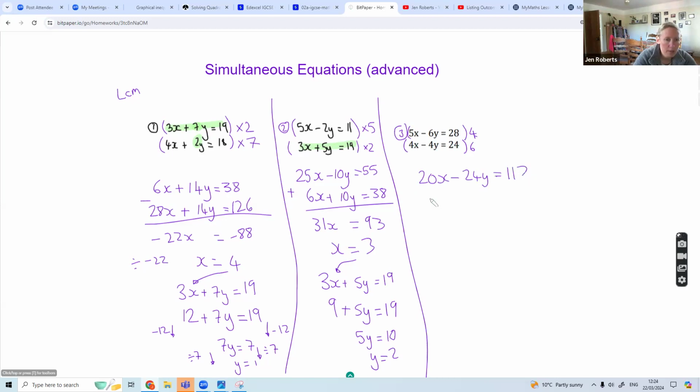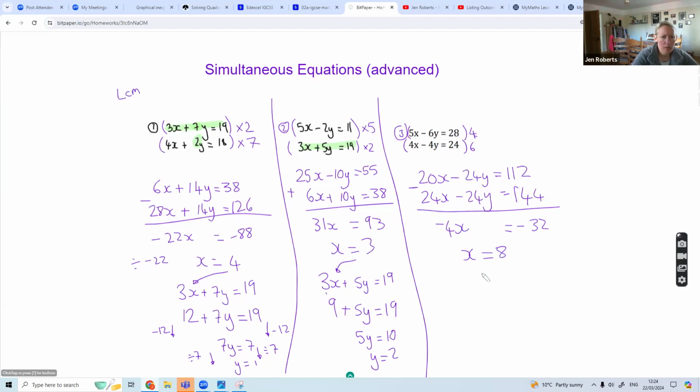On the bottom by 6: 24x minus 24y equals 144. Now, remember, this is the only time we add our equations. For it to eliminate here, we need to subtract. 20 take away 24 is minus 4x. Minus 24 minus 24 is 0. They disappear. 112 minus 144 is minus 32. Divide both sides by minus 4, so x is 8.